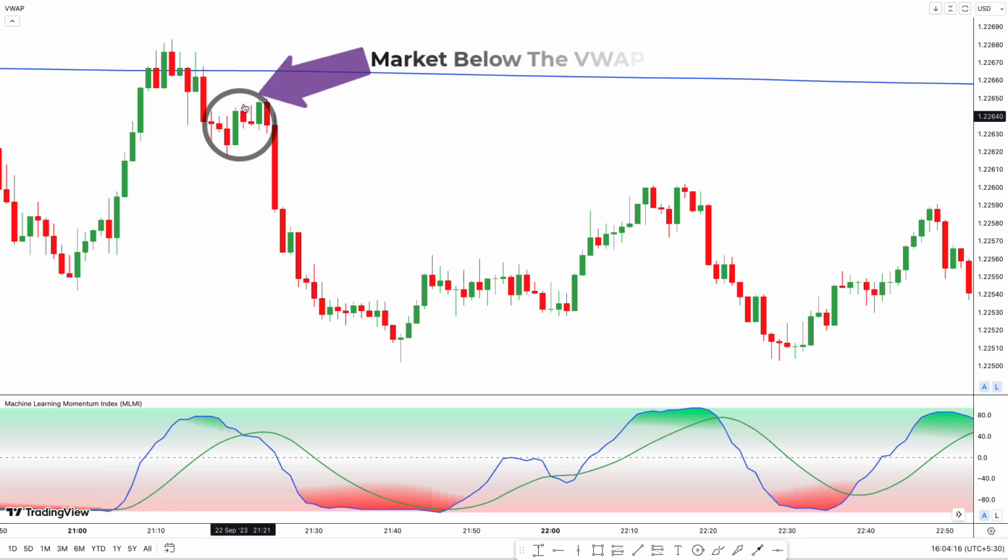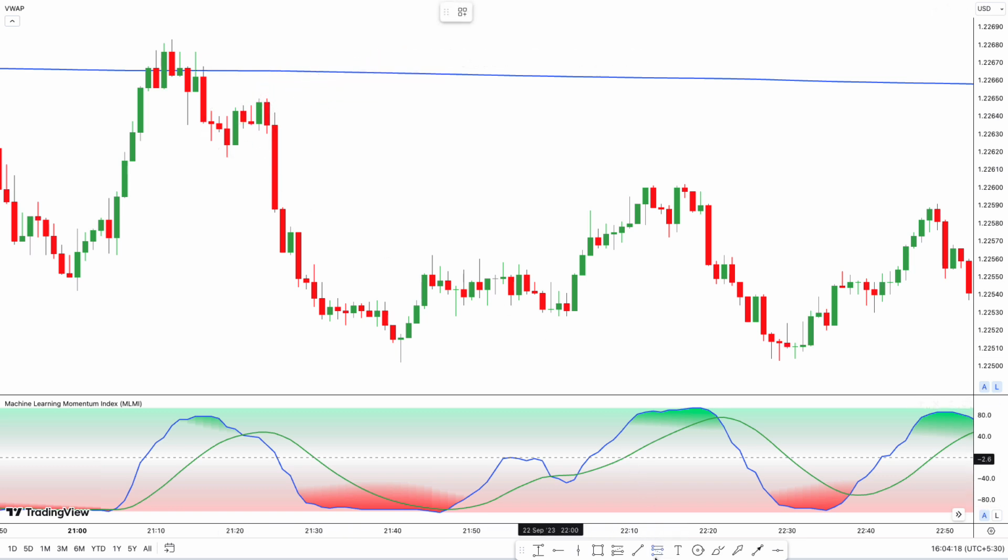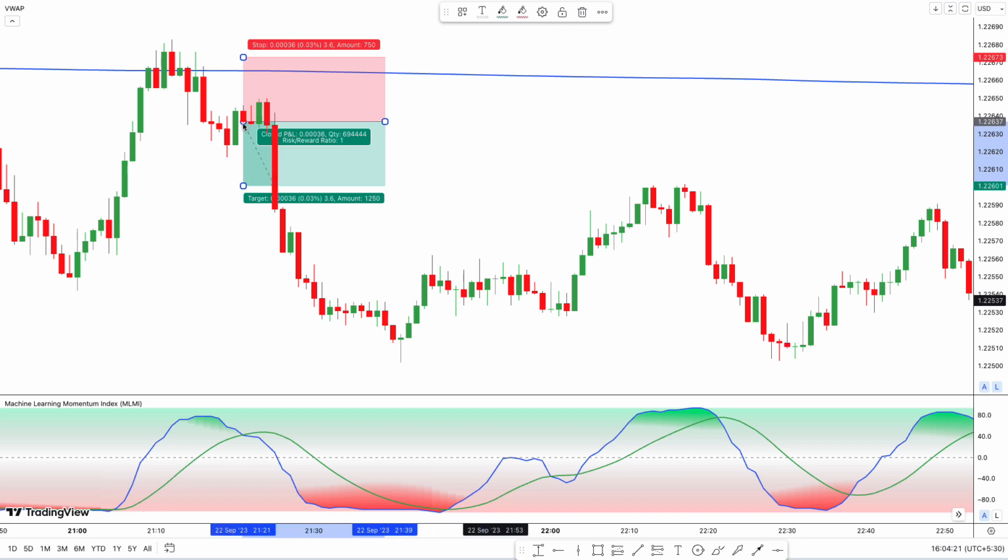Next, the price action should close below the VWAP. This suggests that on average, prices have been lower than the VWAP, which could signify bearish momentum. If both of these conditions are met, you can take a sell position. You can open your trade at the beginning of the next candle. This allows you to capture the potential profits from the anticipated price decline.